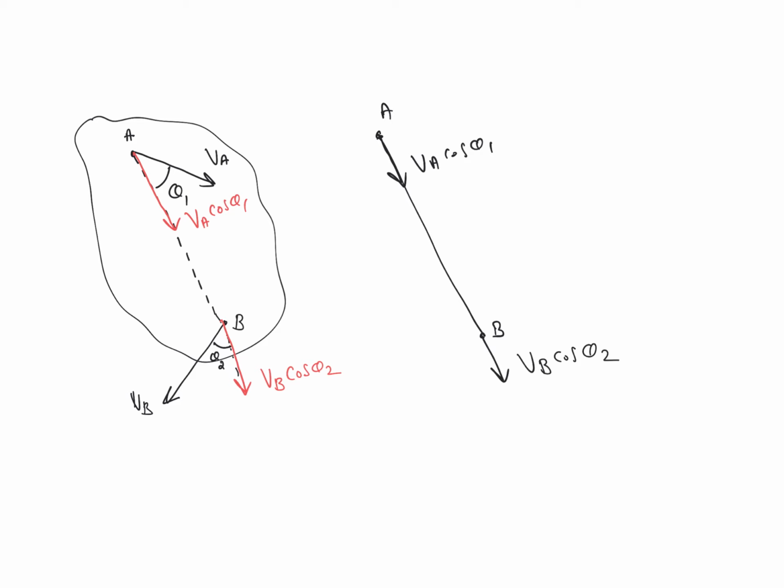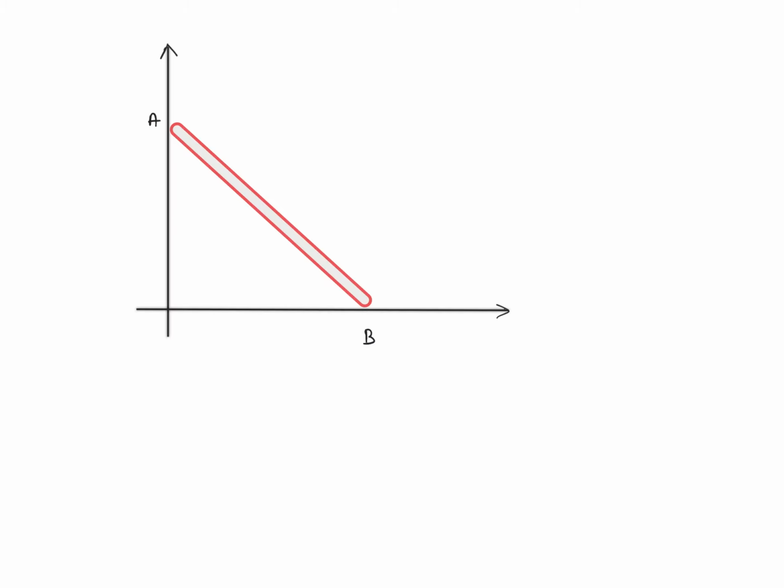If VA cos theta 1 is greater than VB cos theta 2, then the distance between A and B is going to decrease. If VB cos theta 2 is greater than VA cos theta 1, then the distance between them is going to increase. For a rigid body, the distance between any two particles will not change. So we can say that VA cos theta 1 should be equal to VB cos theta 2. We can use this constraint relation to find out the relation between velocities of different particles in a rigid body. Just now we discussed the constraint relation for a rigid rod. We can find out the same thing by using this method also.